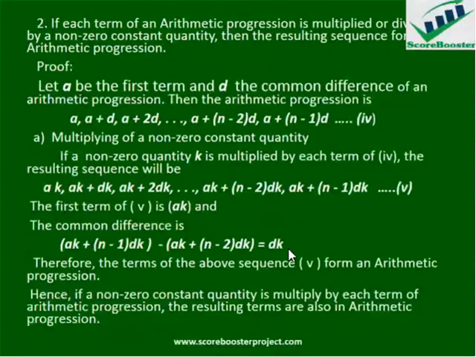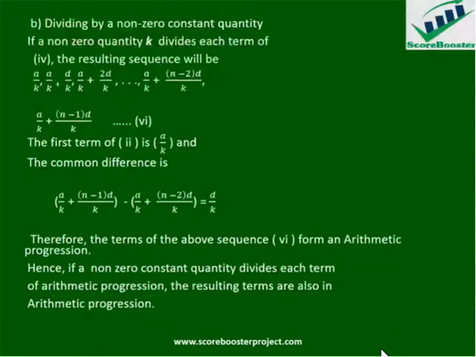Since we have a unique common difference, the terms of the above sequence 5 form an arithmetic progression. Hence, if a non-zero constant quantity is multiplied by each term of an arithmetic progression, the resulting terms are also in arithmetic progression. So we'll move to the second part of the proof, that is dividing the terms of an arithmetic progression by a non-zero constant quantity.